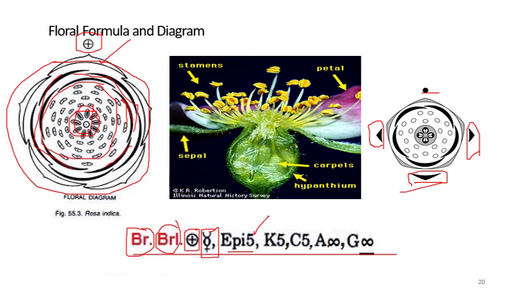Then we have the calyx, its number is 5. Then we have the corolla, its number is 5, or maybe multiple of 5. Then we have the androecium, numerous, that is indicated by this sign. And then we have the gynoecium, which is also numerous, and the ovary is superior, that is indicated by this sign.